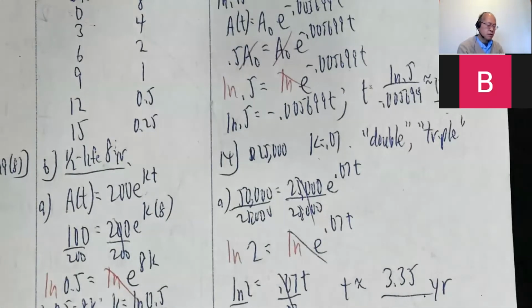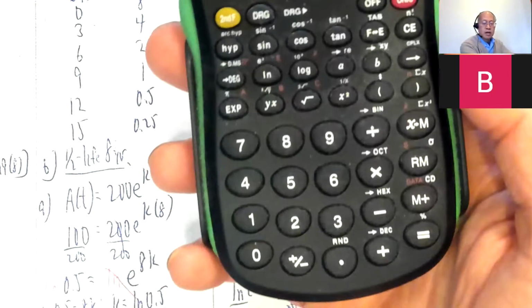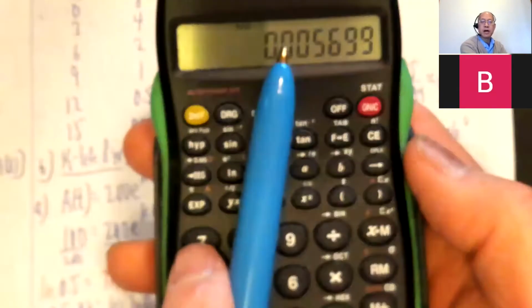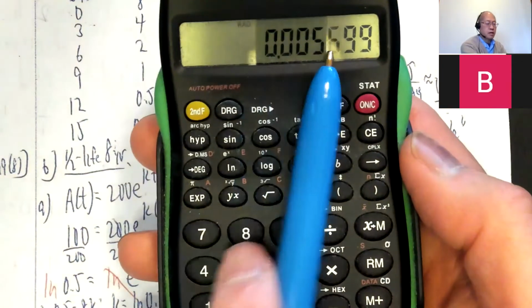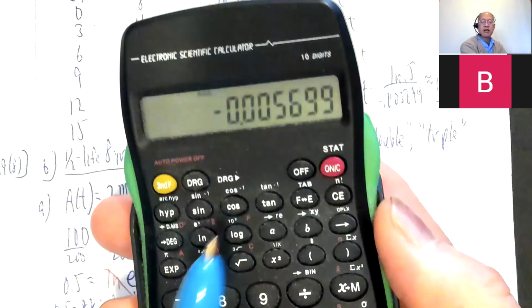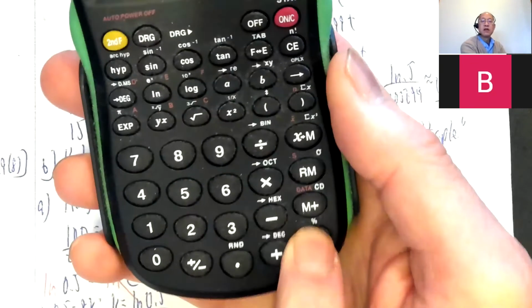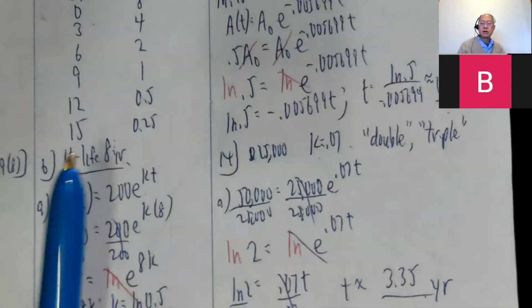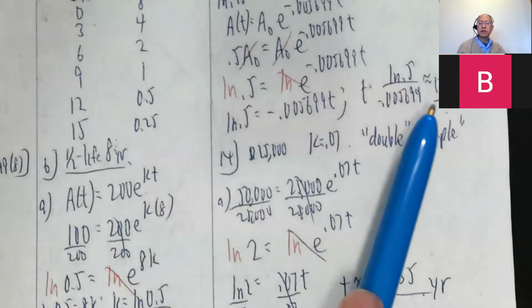And then I'm dividing by what? So divided by 0.005699. And this kind of calculator, you have to hit this plus minus button to change it to a negative. So right now it's a positive. So you hit the number first and then hit this thing, and then negative pops up. Okay, then I press equal. And there it is, 121.626, whatever. 121.62 years roughly.